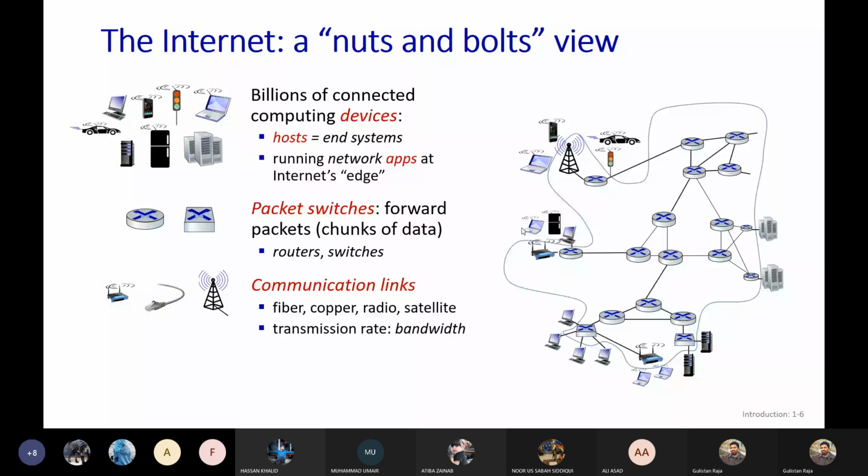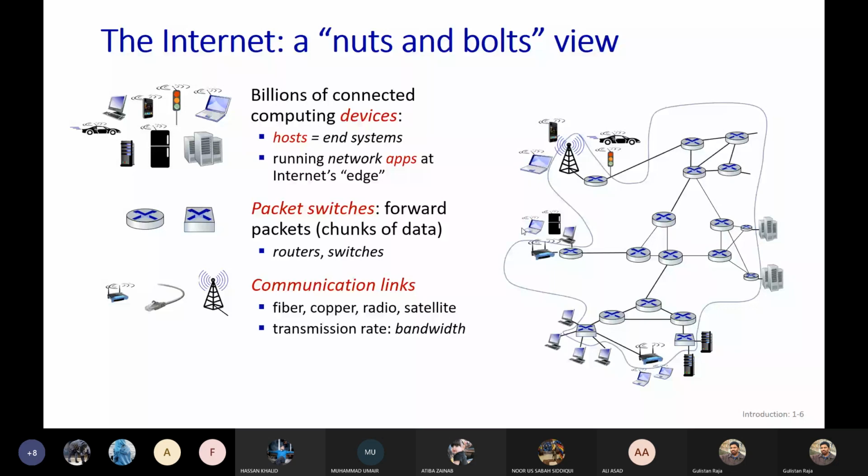A communication link can be of various types. It can be an optical fiber, it can be copper, it can be a radio link, it can be a satellite link. So there can be a variety of communication links. And the transmission rate which we use is known as bandwidth. We measure the transmission rate in terms of bandwidth.